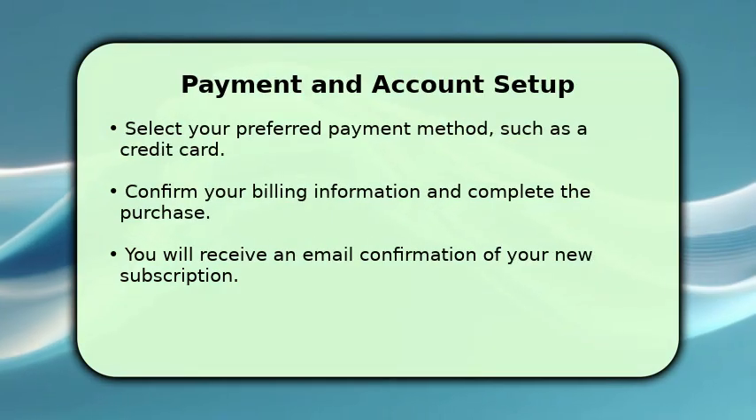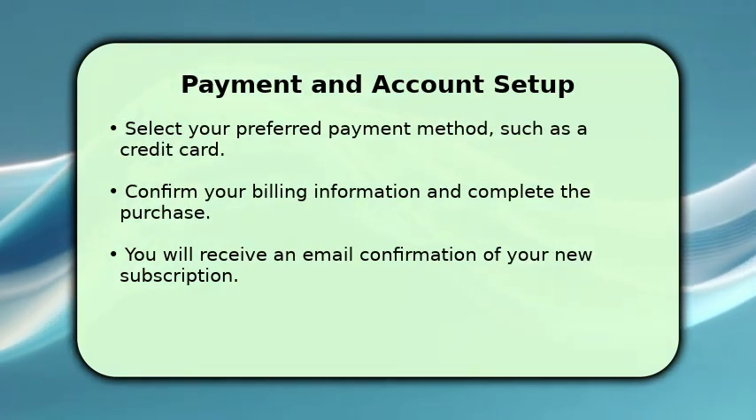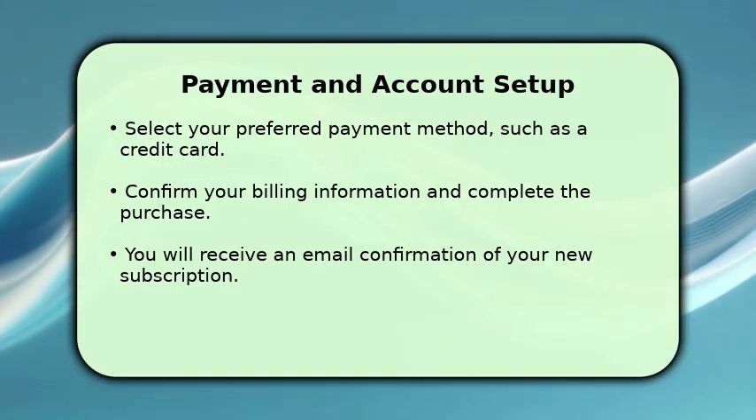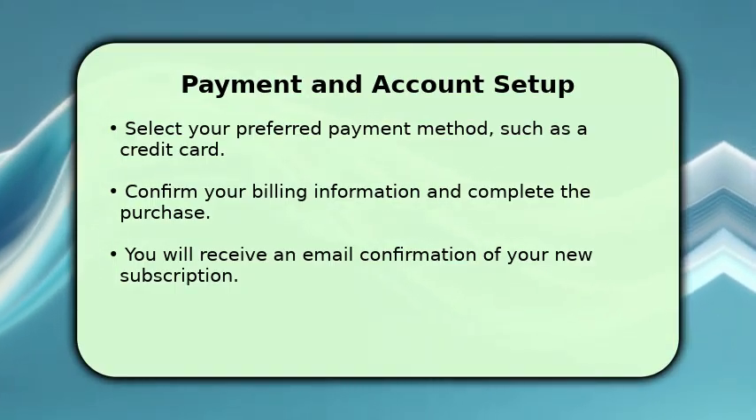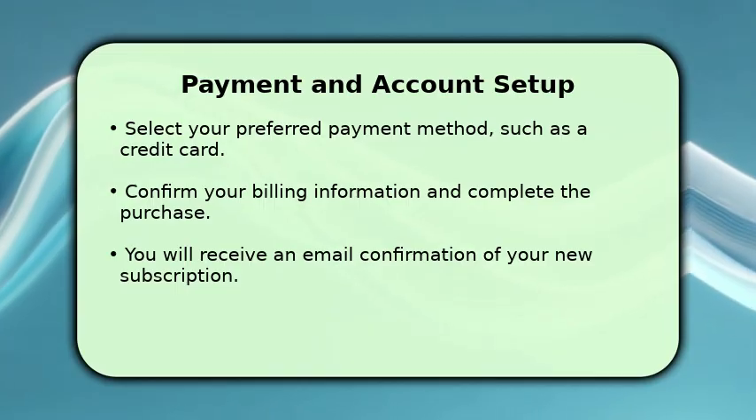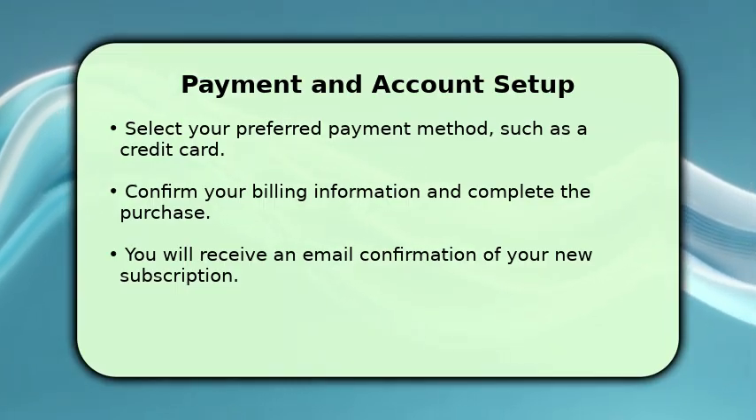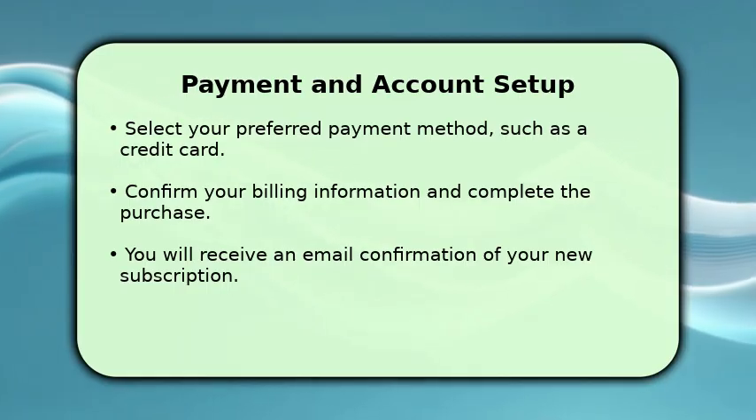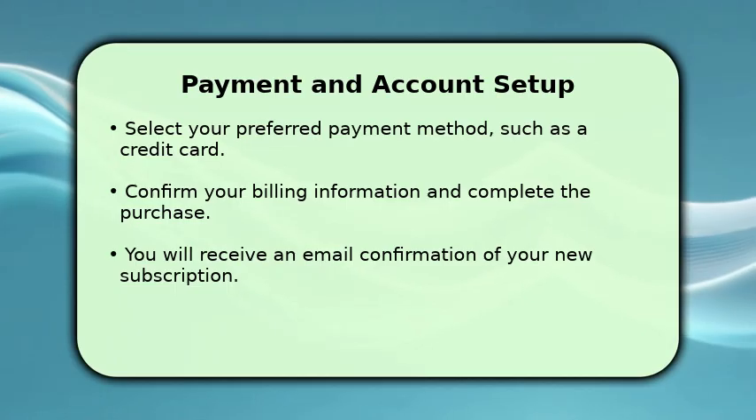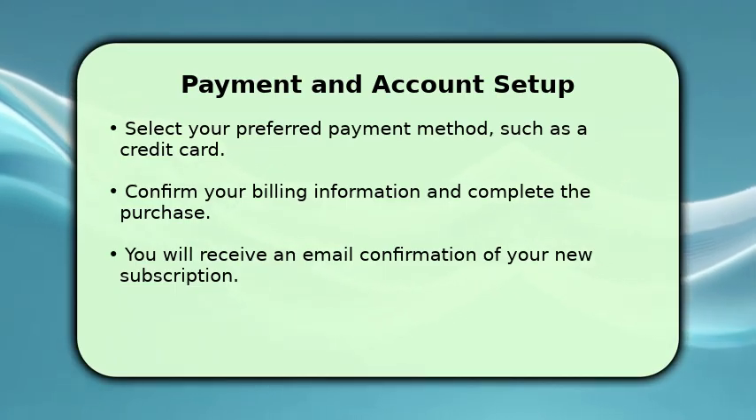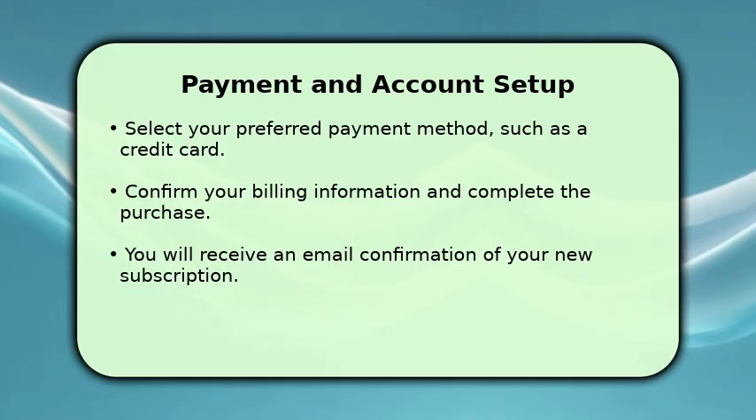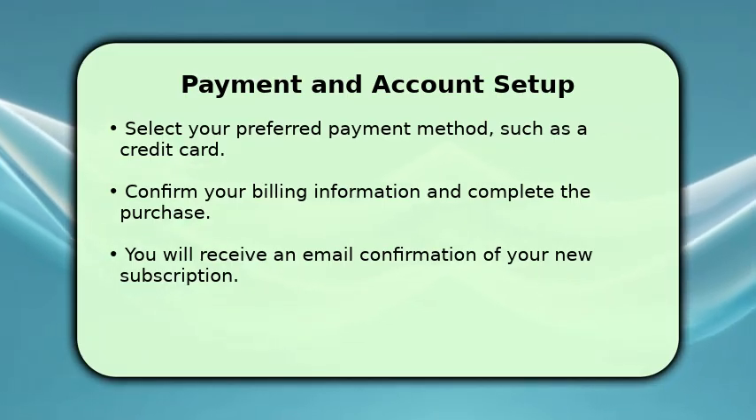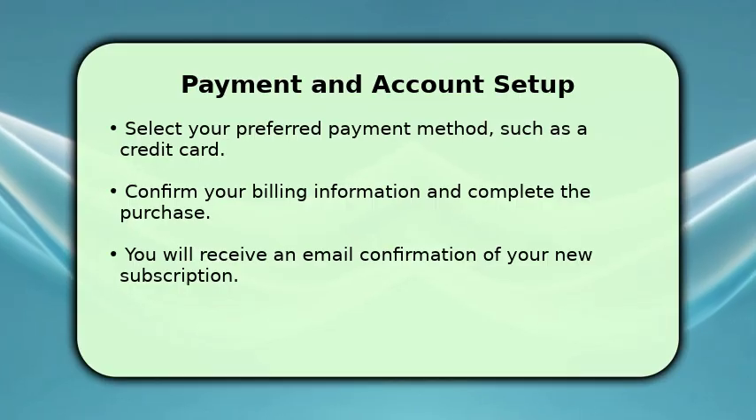After reviewing the details, select your preferred payment method. This usually includes options like a credit card or other linked payment services. Confirm your billing information is accurate, then finalize the purchase. You'll receive an email confirmation shortly detailing your new Gemini Advanced subscription. Once confirmed, you can immediately access all the enhanced features and capabilities that Gemini Advanced offers, ready to power your projects.